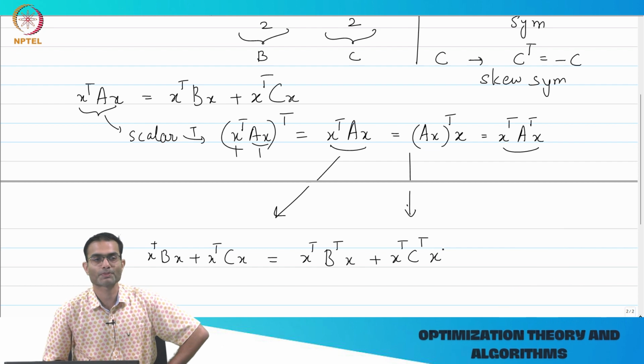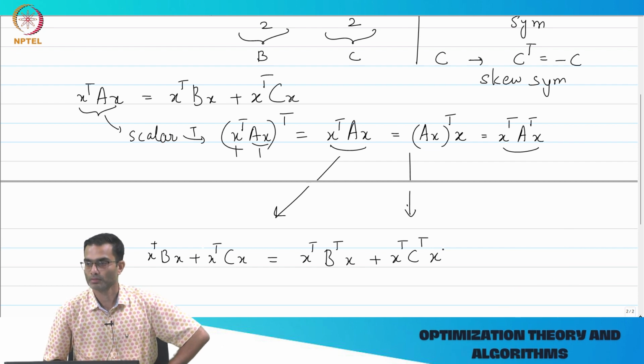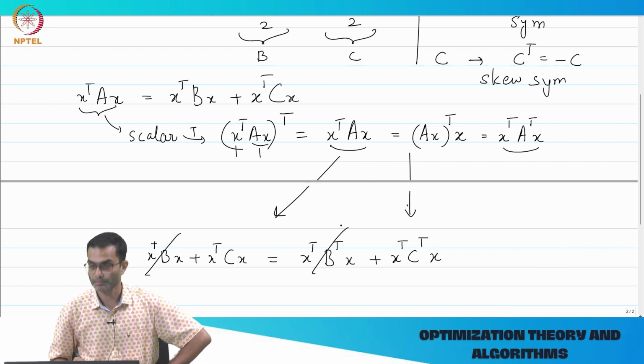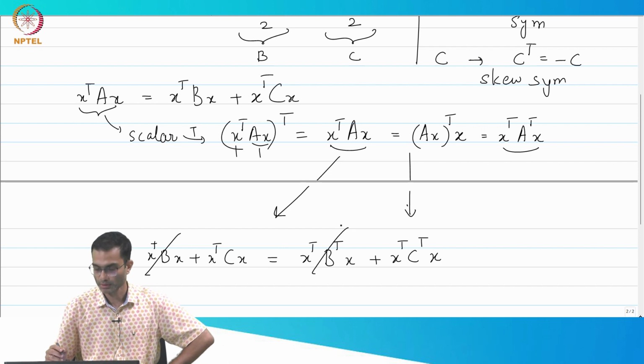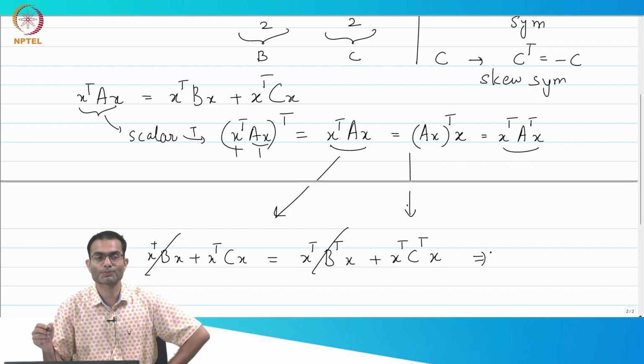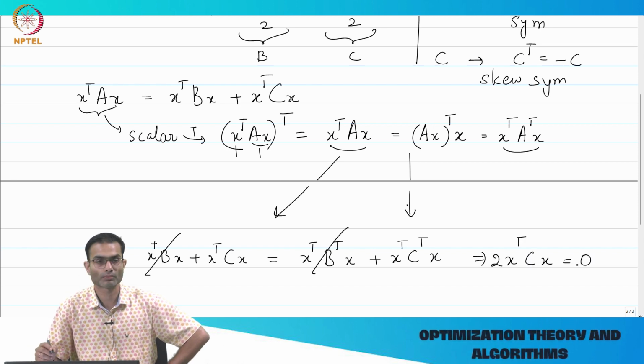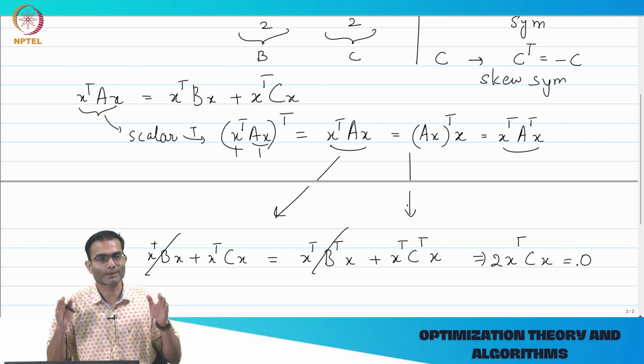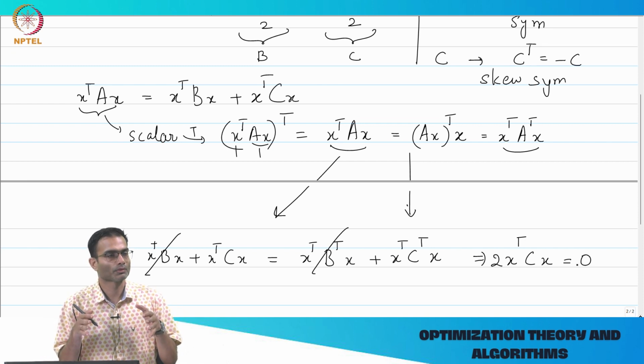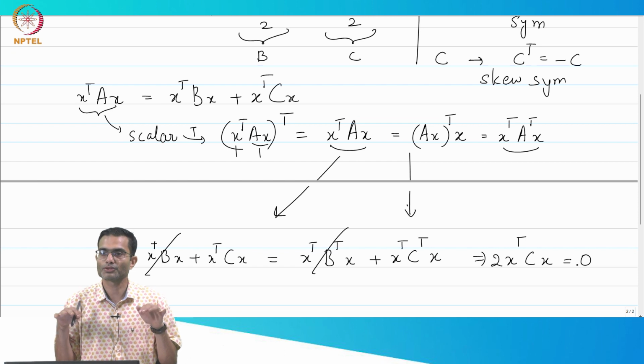What about X transpose BX? Can I cancel it? Right? Because B transpose is equal to B. And C transpose is minus C. So that leaves you with what? X transpose CX is equal to 0, right? So the action of the quadratic form, what does it do? It eliminates the skew symmetric component.